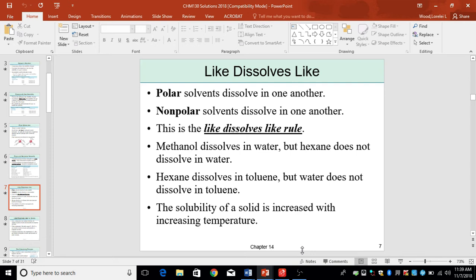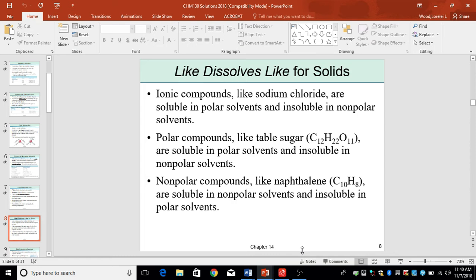Methanol, or anything with an OL, is an alcohol. In organic chemistry, you'll learn a lot about the different long-chain hydrocarbons. Methanol will dissolve in water, but it won't dissolve in oil or in hexane. Hexane and toluene will dissolve in each other, but hexane and water won't dissolve in each other. So like dissolves like. Ionic compounds, something like a salt, that's a metal-nonmetal combination.